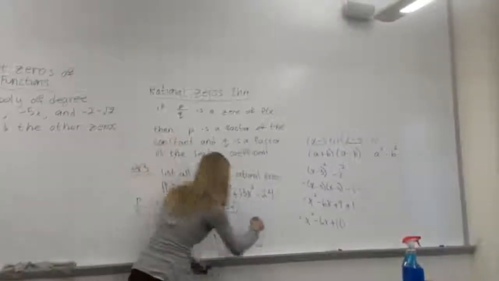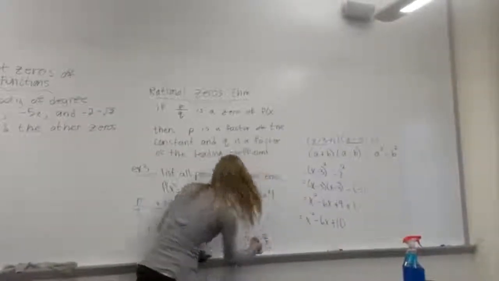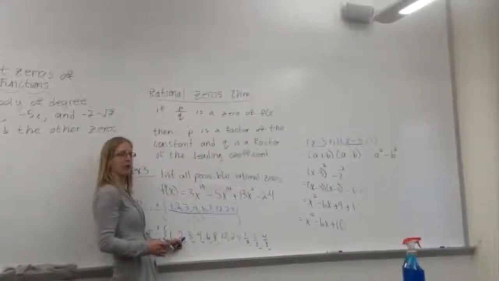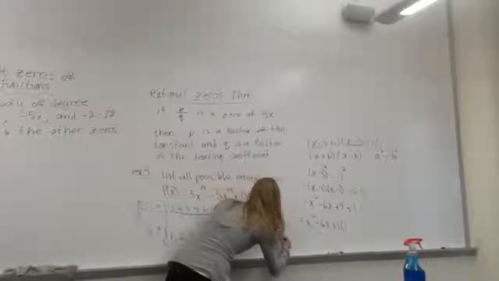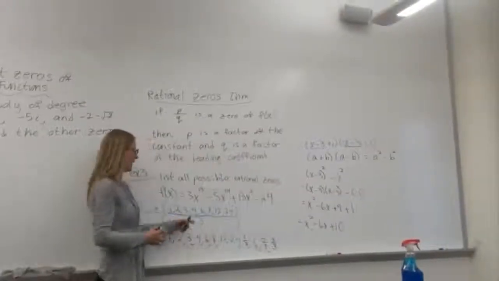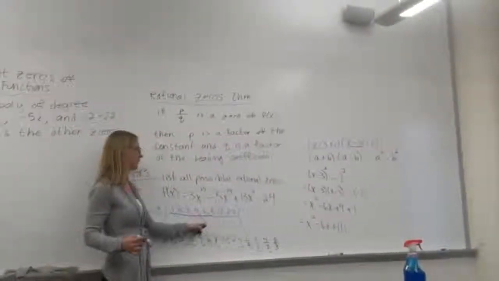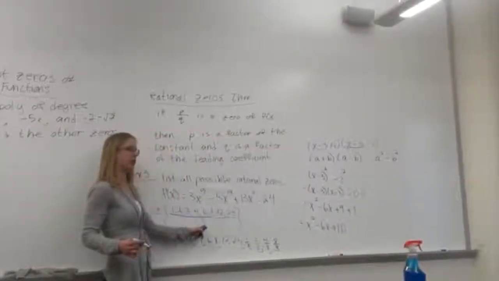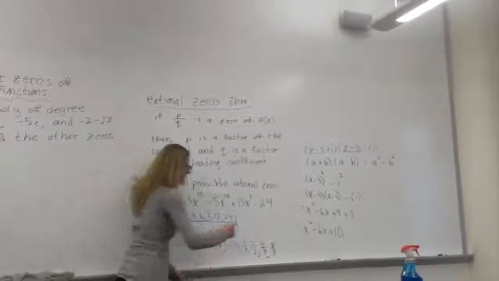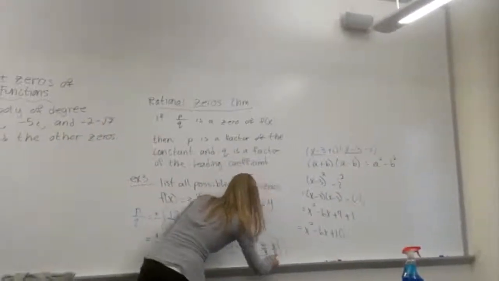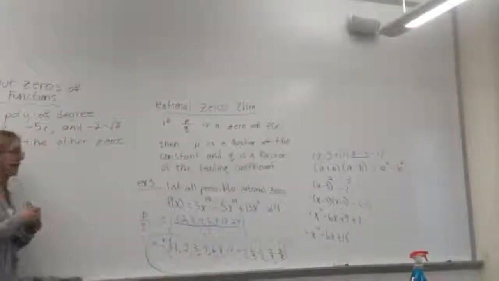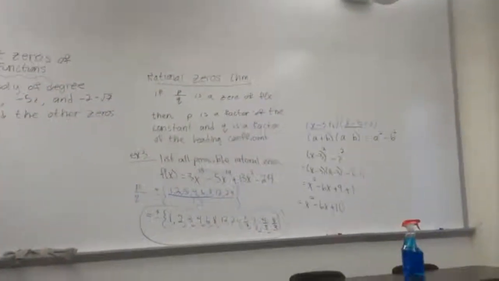And then I have 4 over 3, which is 4/3. And then I have 6 over 3. What's 6 over 3? 2. We already have it. 8 over 3 is 8/3. And then 12 over 3. What's 12 over 3? 4, but 4 I already have written. What about 24 over 3? 8. So these are your possible rational zeros for this function.